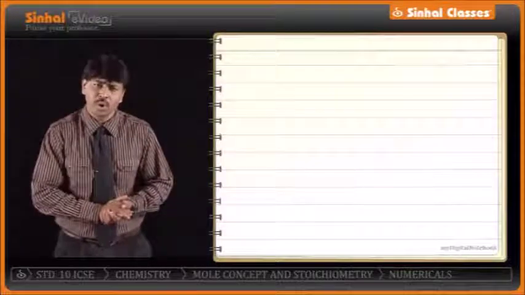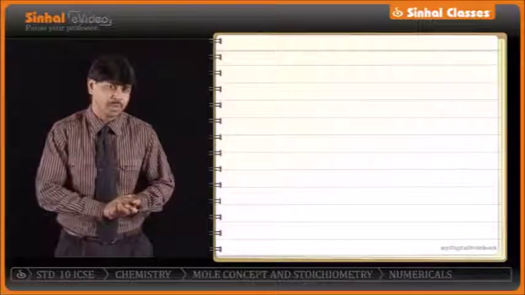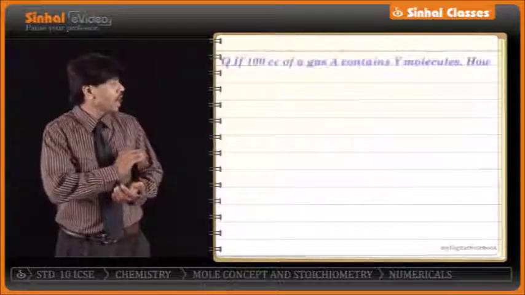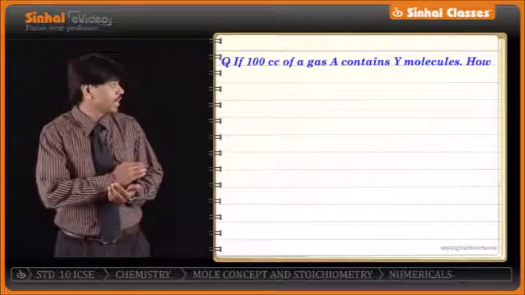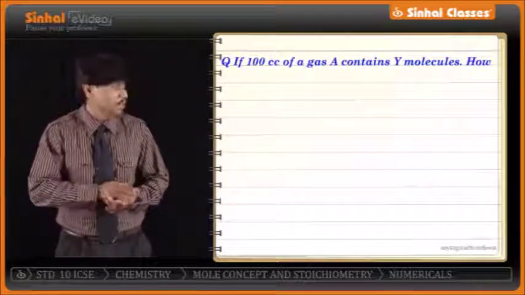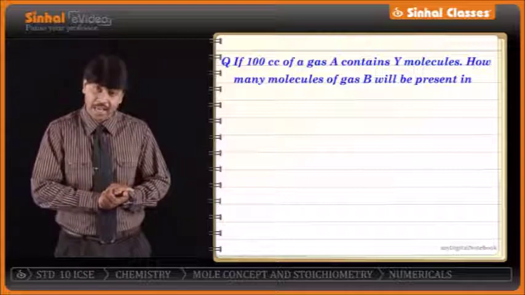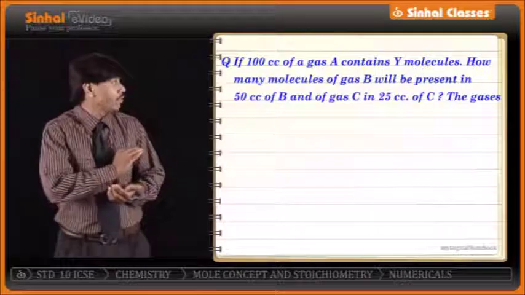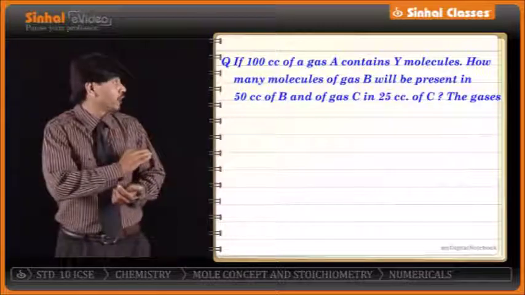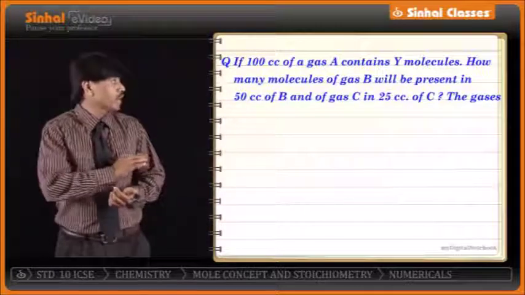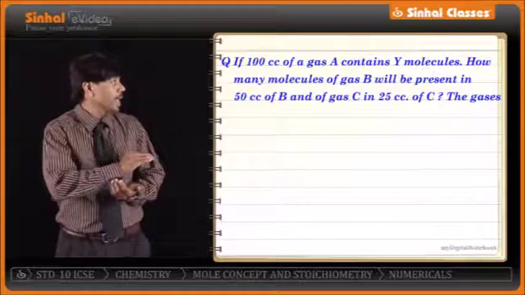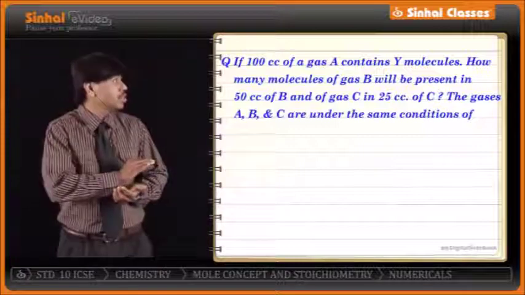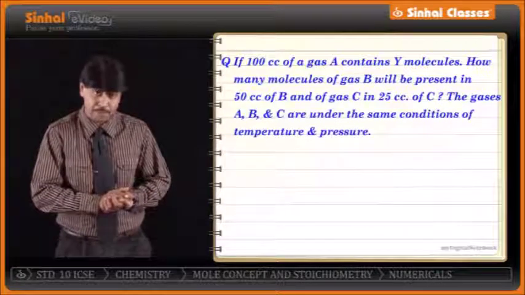Let's take one more problem with respect to mole and Avogadro's law. The question is, if 100 cc of a gas A contains Y molecules, how many molecules of a gas B will be present in 50 cc of B and of gas C in 25 cc of C? The gases A, B and C are under the same condition of temperature and pressure.